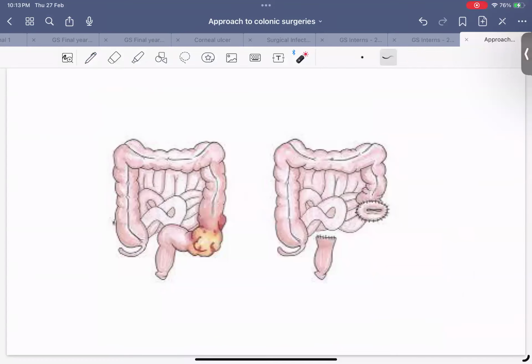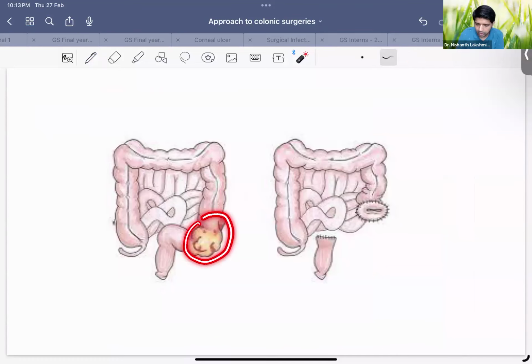Hartmann, sir. Excellent answer. There is a tumor here. They have resected the tumor. It is probably an obstructing growth, so they have decided not to do this anastomosis. They have brought out the descending colon as an end stoma and closed the rectal stump. And once the patient becomes better, they will go in and re-anastomose it.